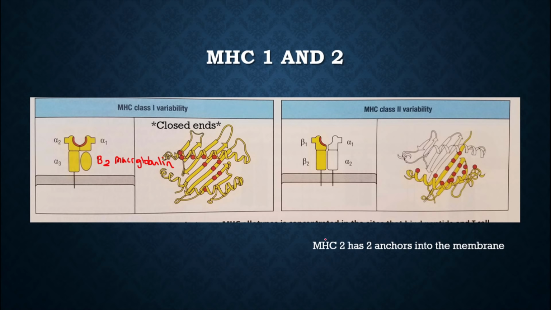And then as a way of recognizing, sometimes you may just see a picture of an MHC interacting with a T cell, and it might not give you details of what type of MHC and what type of T cell. So just remember that MHC2 has 2 anchors in the membrane. That always clarifies whether it's dealing with a CD4 cell or a CD8 cell.